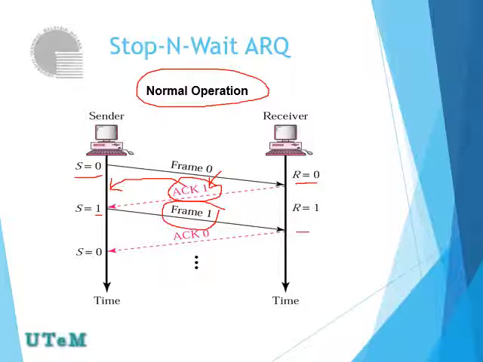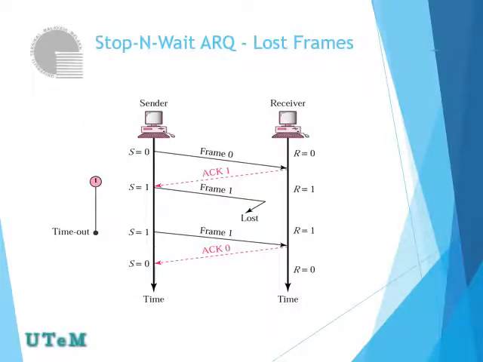When the receiver receives frame 1, it repeats the same step. It checks whether this is the expected frame. If yes, it acknowledges the sender that frame 1 is received and accepted, and asks for the next frame, which is 0. That is what we call normal operation: no lost frame, no lost ACK frame.